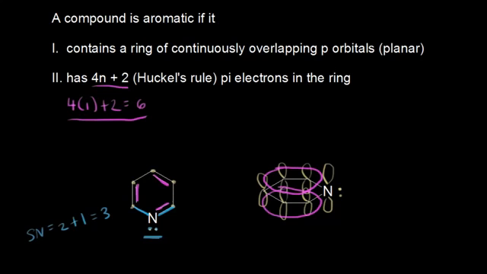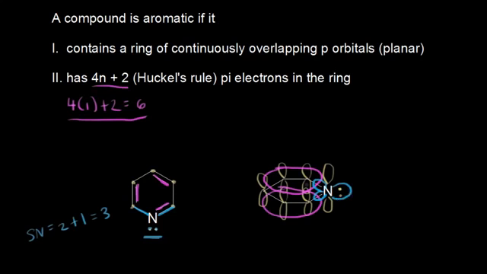Now this lone pair of electrons on this nitrogen occupies an sp2 hybridized orbital. So we said that this nitrogen is sp2 hybridized, which means it has 3 sp2 hybrid orbitals. One of those sp2 hybridized orbitals formed a bond with this carbon over here, one of them formed a bond with this carbon over here, and the last sp2 hybrid orbital actually contains that lone pair of electrons.